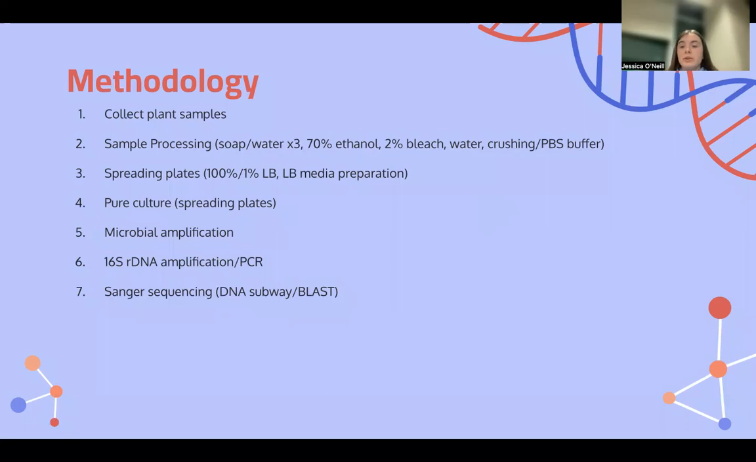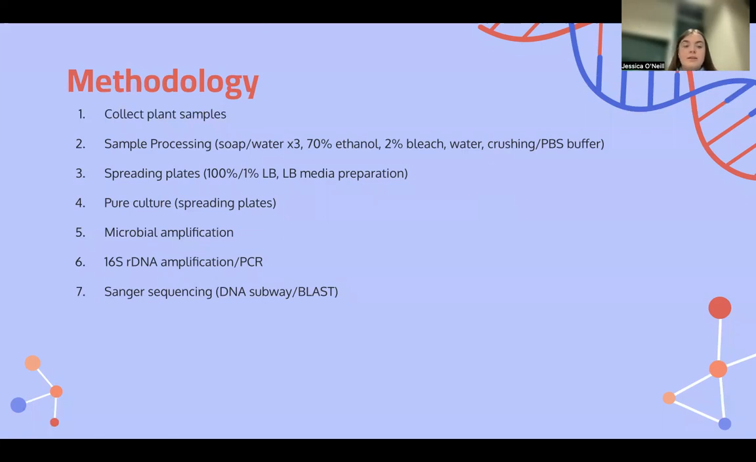We then rinsed the plants again with water just to make sure we had gotten off any evidence of that ethanol and bleach so we weren't accidentally killing the endophytes. We then placed it in the phosphate buffer system, the PBS buffer, along with crushing those samples to make a solution to then culture. Our next step was culturing samples of each of our plants.